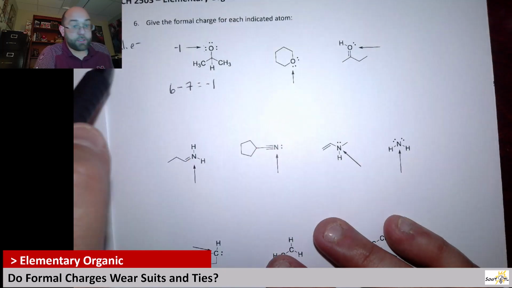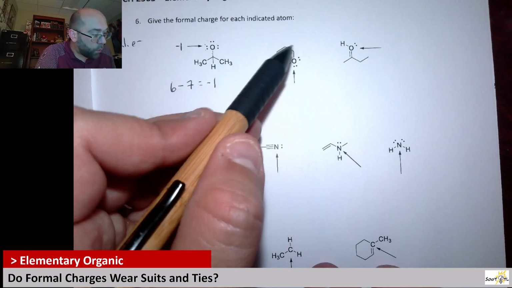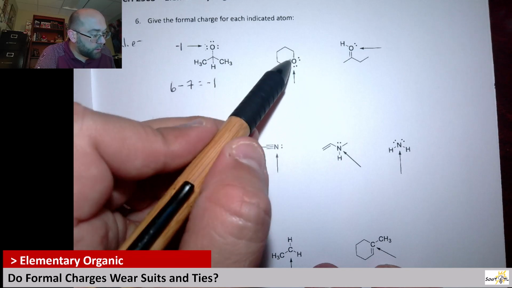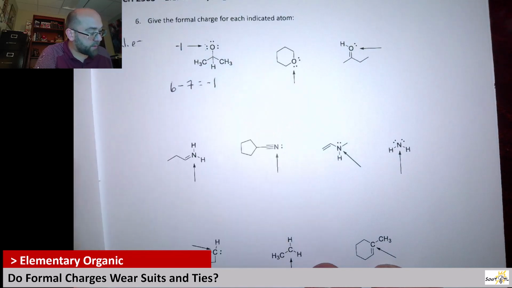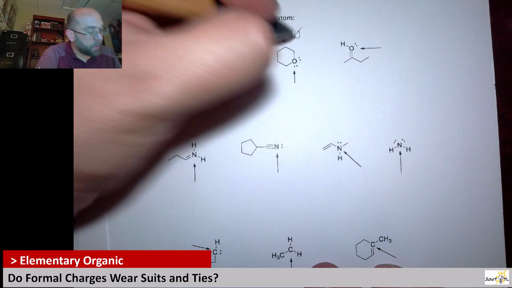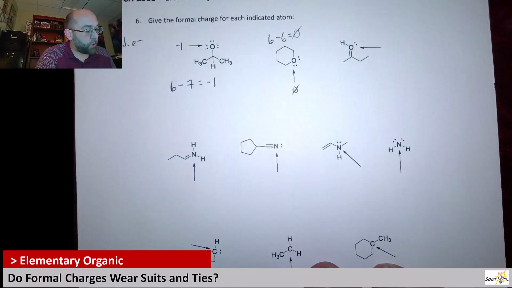Now remember, oxygen started with 6. Now how many does it have? Remember, 1 per bond, so 1, 2, and then count each lone pair electron. So it's 1, 2, 3, 4, 5, 6. So it would have been 6 minus 6 or 0. So here, this bonding situation for oxygen has a 0 formal charge.